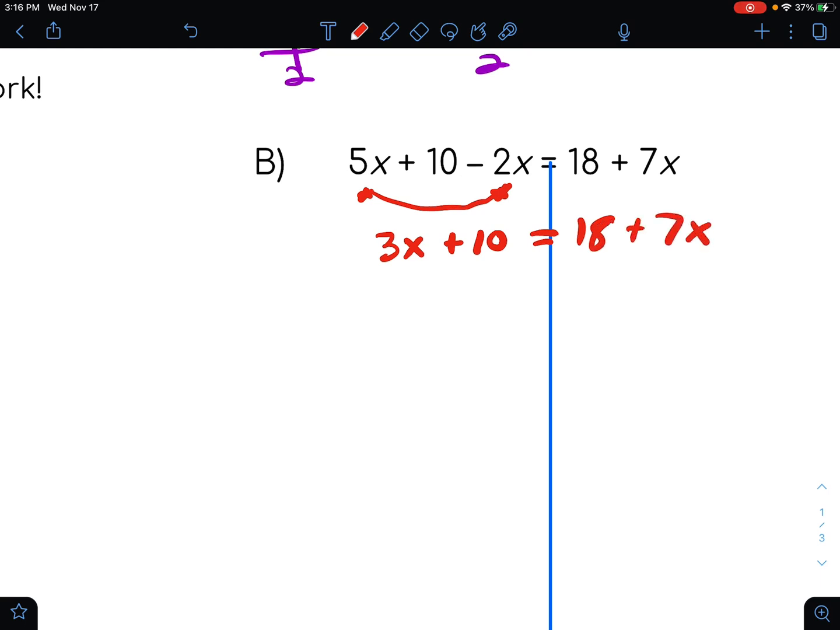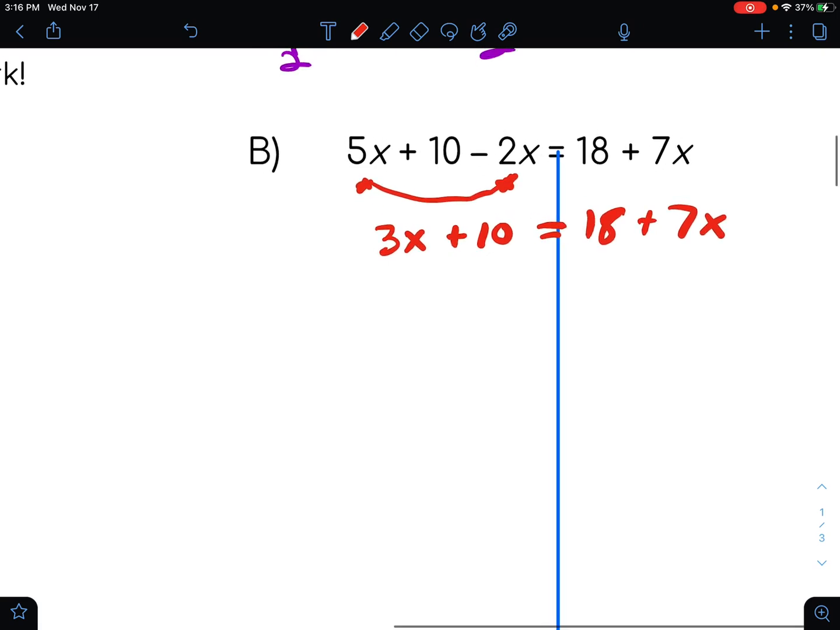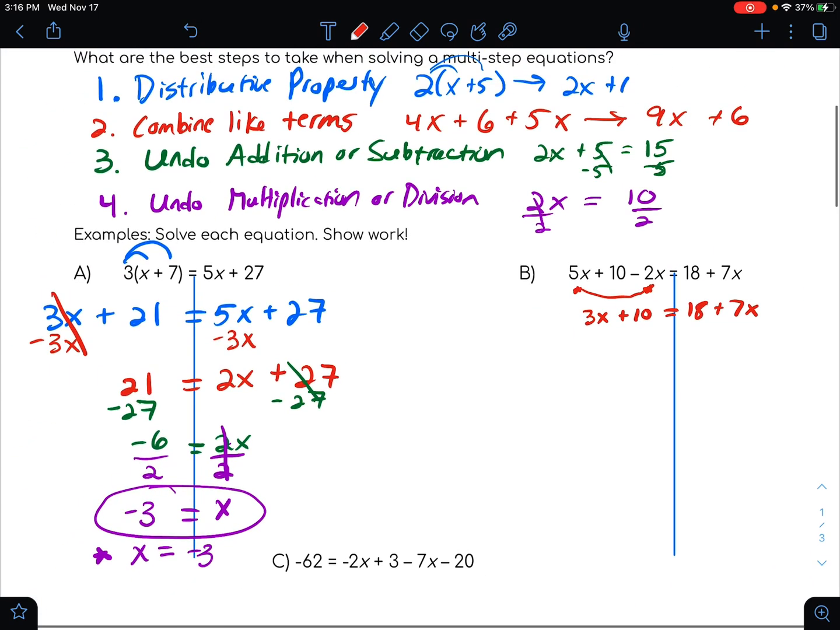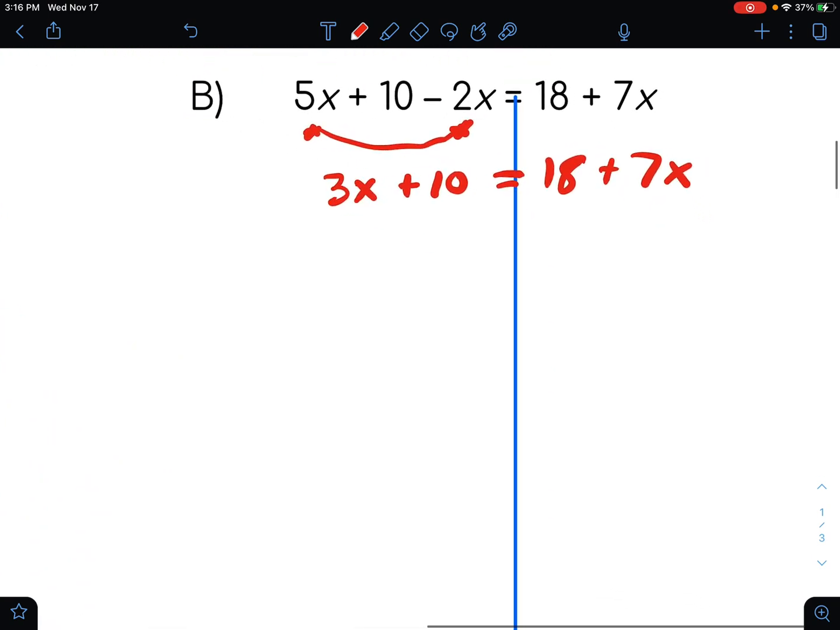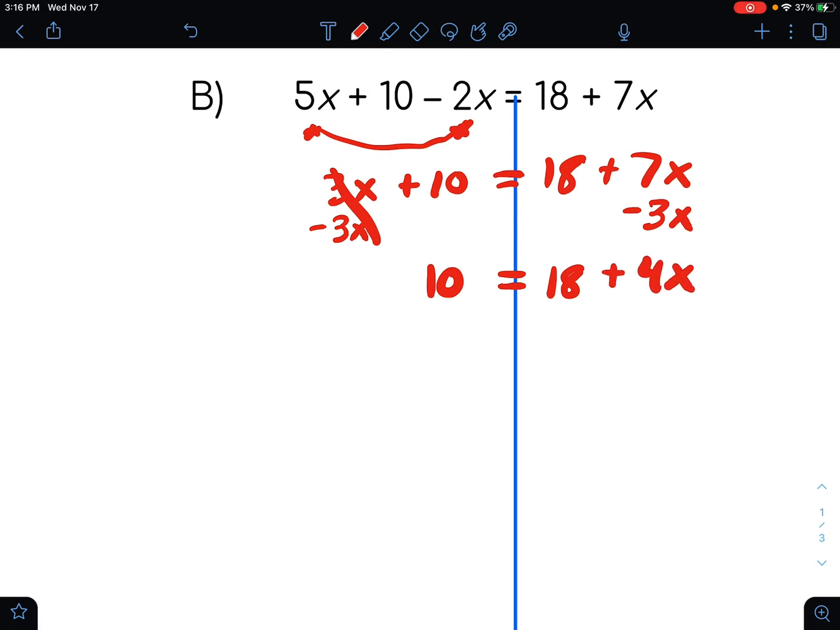And I guess I still have some combining like terms that I might consider because I have x's on both sides of the equation, much like part A. So to keep things positive, I'm going to subtract that 3x from both sides. I could also subtract 7x from both sides, but that would leave me with a negative 4x on the left side. So I like to keep things positive if I can. So 3x minus 3x is 0, so we just have 10 is equal to 18. 7x minus 3x is a positive 4x.